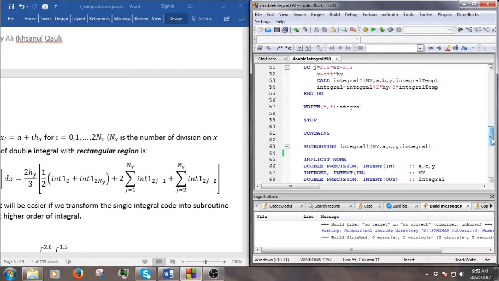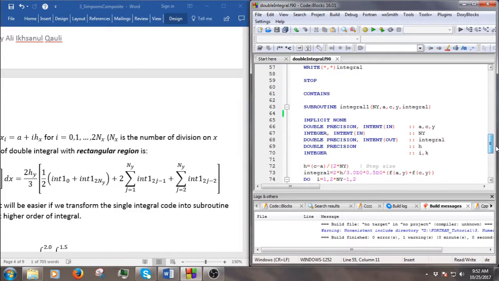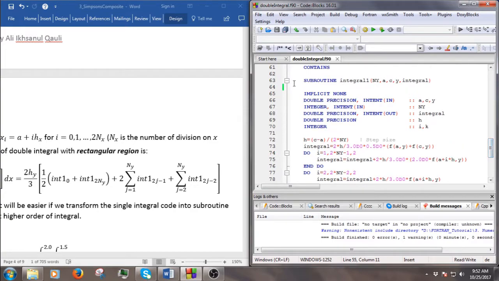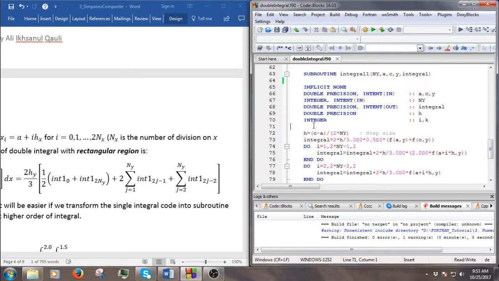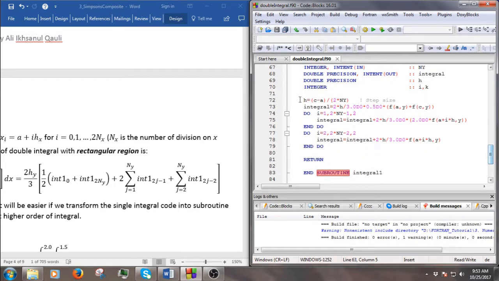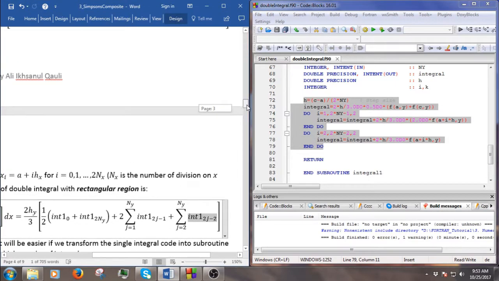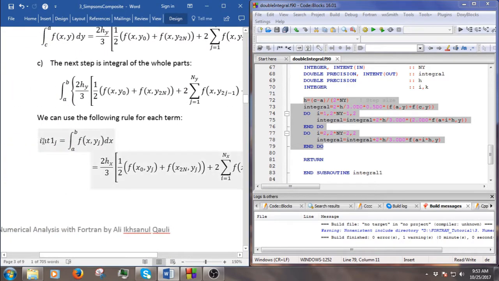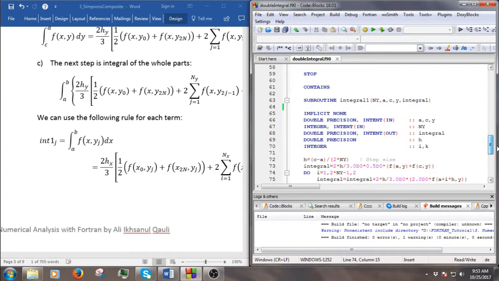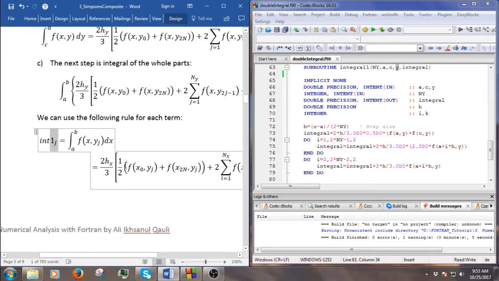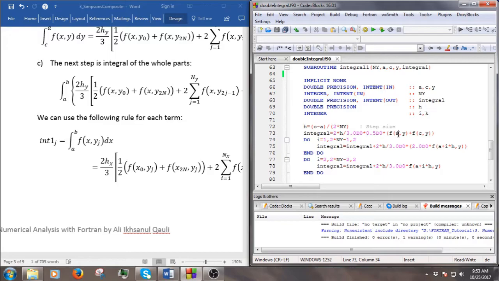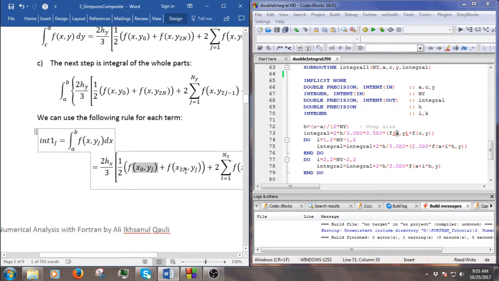Okay, the interesting point is we need to have a look at the integral 1 subroutine here. This is basically similar to the first integral code we have with Simpson's composite, but we modify the code to become a subroutine, so we can call it multiple times in our code. So as you can see, integral 1 as a function of g, or integral 1 as a function of y here. So we calculate the fx0 where x equals a, right? X0 equals a, and x2nx, it's supposed to be x.